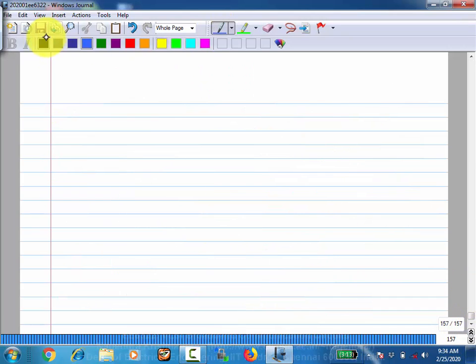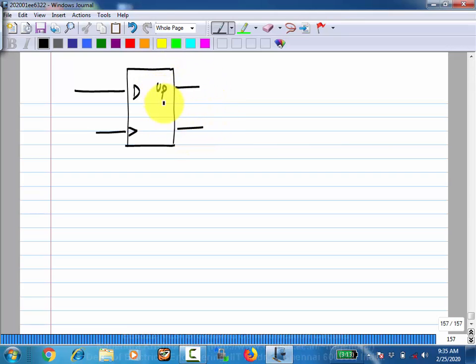So let's do that. Let's first take a linear phase detector, okay, which gives out the up and down signals.